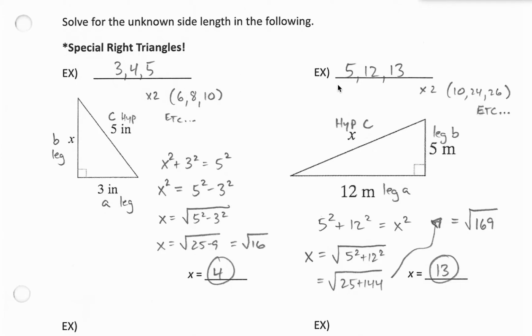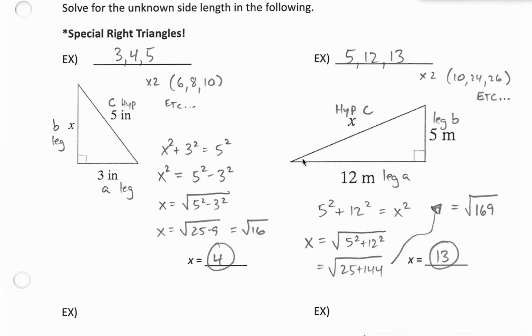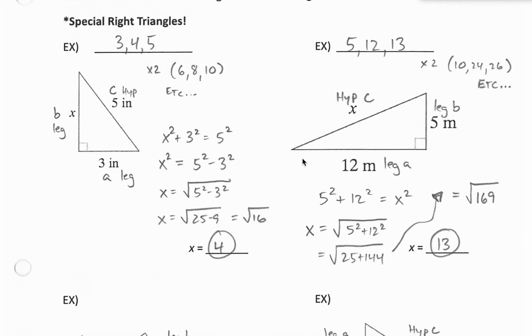These two are certainly the most popular, the 3, 4, 5 being the most popular, 5, 12, 13 coming in second. There are others that are always whole number lengths there, but these are certainly used the most. Again, if you can recognize them, maybe it saves you some time in using the Pythagorean theorem. But if you ever forget or don't recognize it, Pythagorean theorem will always prove it to you.